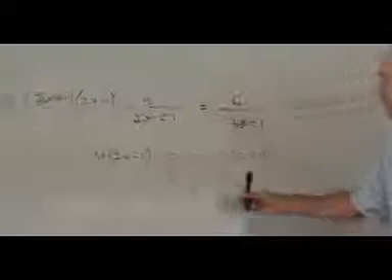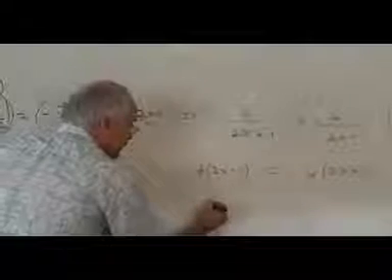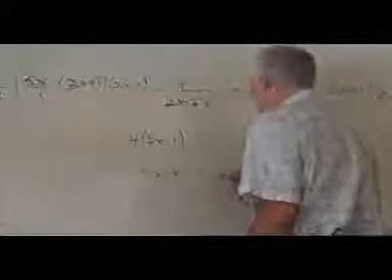Back to pretty easy stuff. I'm going to distribute the 4 through here, so 4 times 2x is 8x, and 4 times a negative 1 is a negative 4. Over here, 6 times 2 is 12x, and 6 times 1 is 6. Now, I need to get x by itself. In order to get x by itself, I first got to get them together. So I'm going to subtract 8x from both sides.